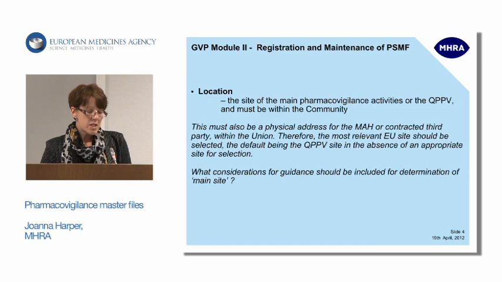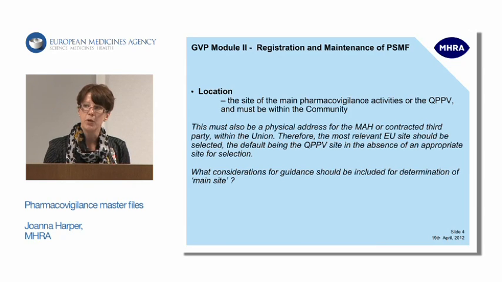Okay. So the location, in a bit more detail. The location is specified as being the main site of pharmacovigilance activities or the QPPV site, and it must be within the community. So it must be in Europe. For some larger companies, primarily, the main pharmacovigilance activities can occur outside of the EU, in which case, because the QPPV has to be in the EU, that would be the location of the master file.